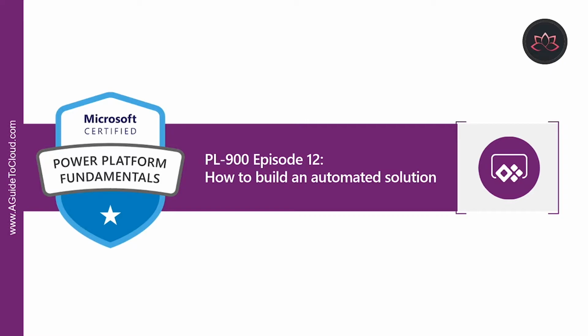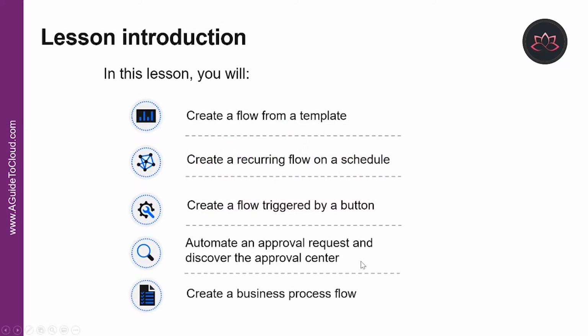In this episode, we're going to learn how to build an automated solution. Let's have a quick look at the things we are going to learn in this video. We will learn how to create a flow from a template, how to create a recurring flow on a schedule, and a flow triggered by a button as well. And we will learn how to automate an approval request and discover the approval center. And we will learn how to create a business process flow. So without wasting any more time, let's get into it.